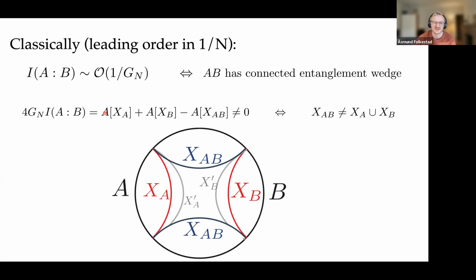And of course, if this is non-zero, then we know that X_A union X_B is different from X_AB. That means the entanglement wedge has connected when we took the union, and it has to connect. You might try to complain that maybe X_AB should instead be the union of this X_A' and X_B' that I've drawn. But that cannot be the case. They really have to connect up, because otherwise X_A' and X_B' would have been the real RT surfaces here, and the red surfaces would have been irrelevant.